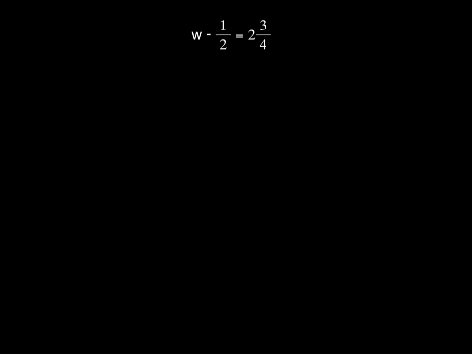All right, w minus 1/2 equals 2 3/4. So I'm going to look at whatever's in front of my fraction here, and I see it's a minus. So that means I need to add 1/2 to both sides. This would create a 0, so I would be left with w equals 2 3/4 plus 1/2.